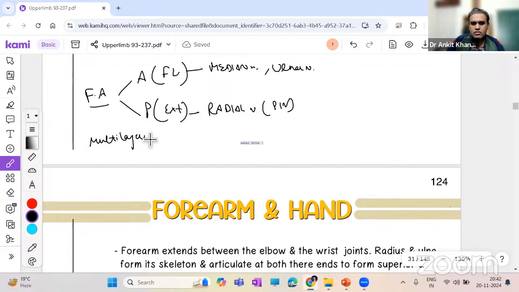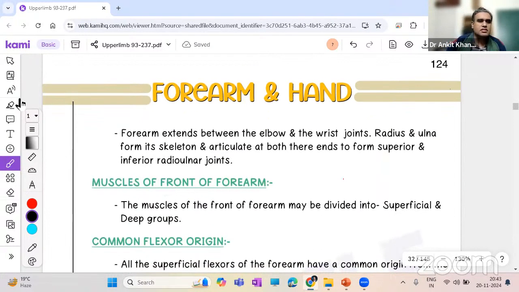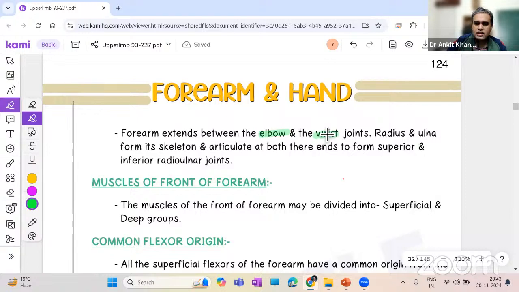And most of them, their tendons will go to which region? Their tendons will go distally into the bones of the hand, passing many of the joints. So they basically help movement of the wrist or the fingers or the small joints like the metacarpophalangeal joints, all those sort of joints. Okay, this is clear. Let us now dig deep. The forearm extends between the elbow and the wrist. Radius and ulna are the bones, and they form the superior and inferior radioulnar joints.